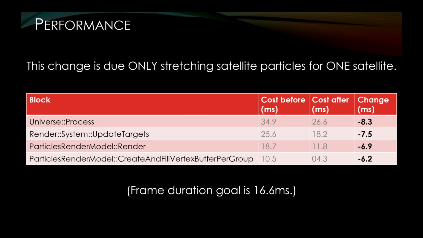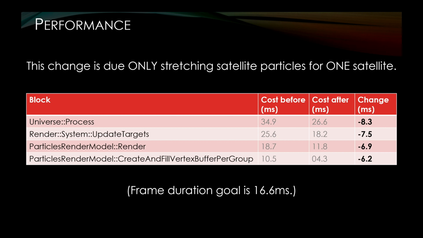So here's an example of the performance that you get from using these stretched particles. So notice in this table, the change that I'm reporting here is due to only stretching the satellite particles and only for a single satellite. So this is not where I've taken all of the rocket trails and used this stretched particle technique. This is just the savings that you get from taking one satellite and replacing its particles from that interpolated form to that stretched form. And you can see here, the change is just gigantic.